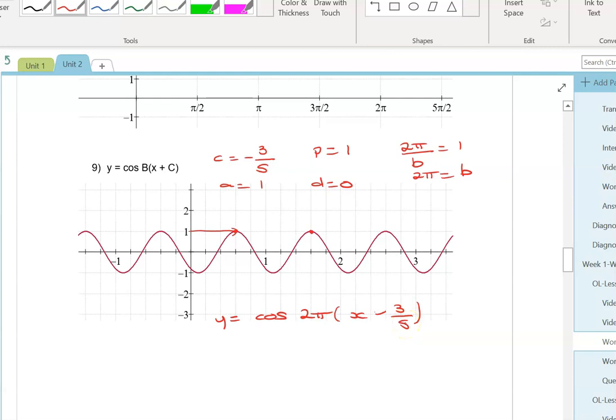Now you might be thinking that's not the only cos graph. You might think, well, I picked a different position for cos. Let me just give you another example of how we can get a slightly different formula, but it's still correct. So let me just show you where I could have started the cos graph.